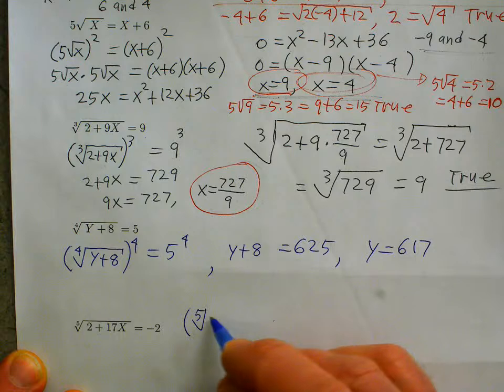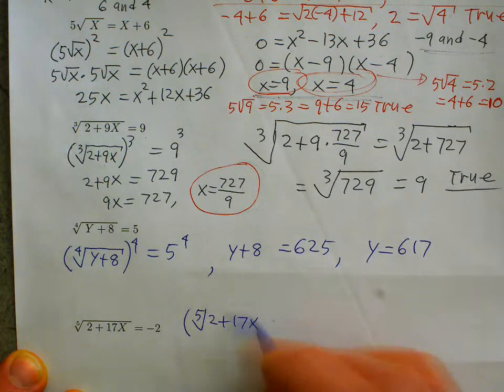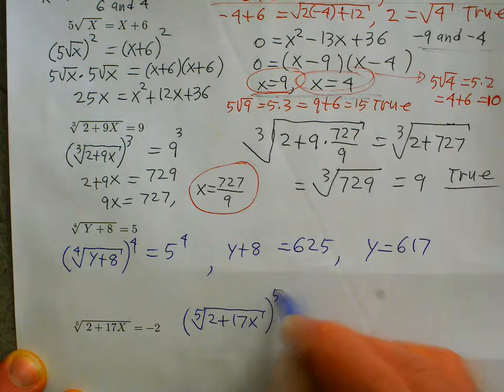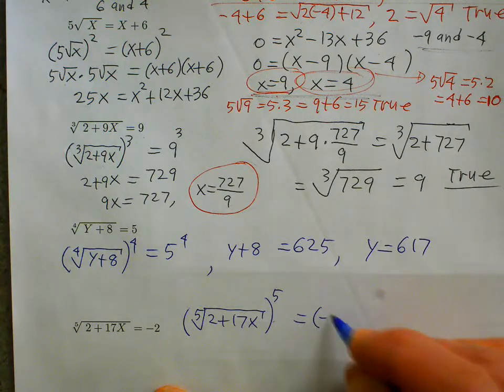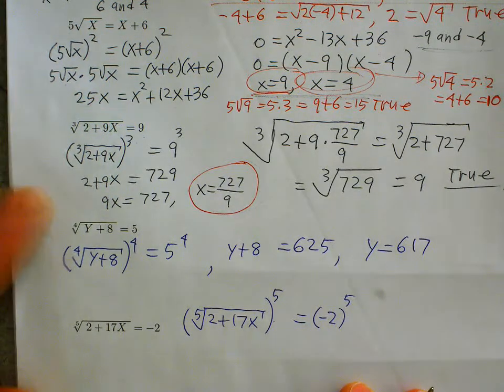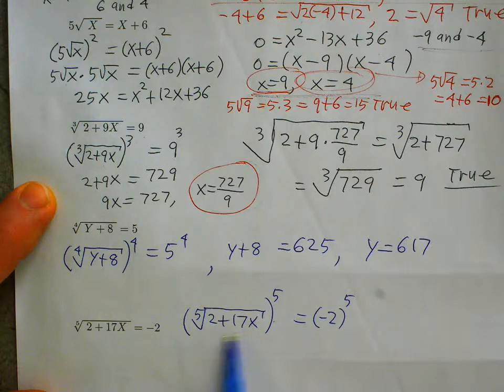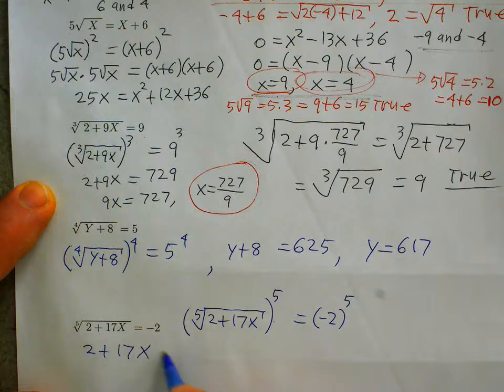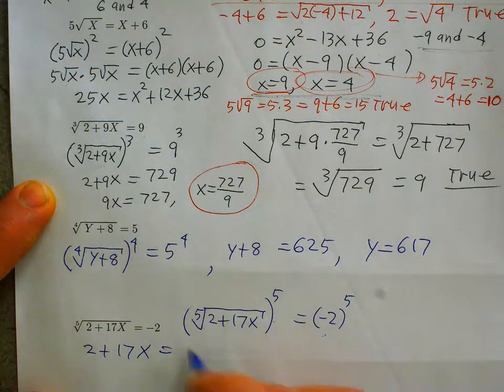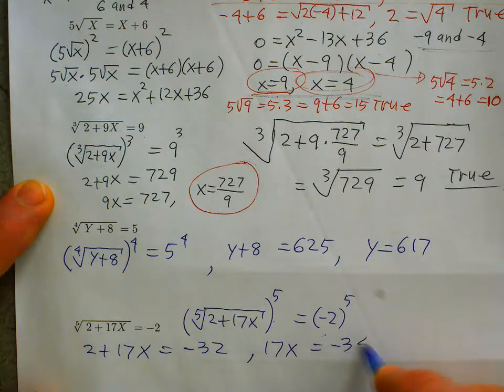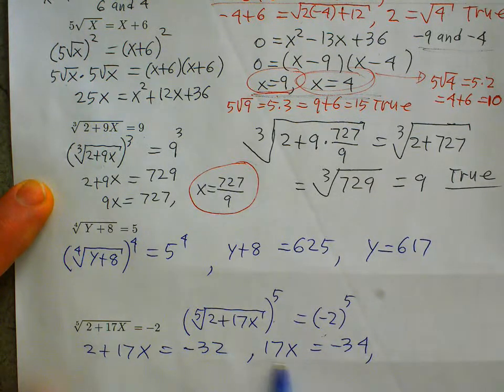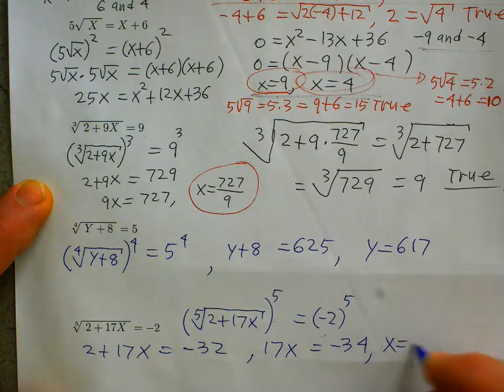So the 5th root of 2 plus 17x, to the 5th, is equal to the number negative 2 to the 5th. And the 5th root of 2 plus 17x to the 5th is just 2 plus 17x. The number negative 2 to the 5th is negative 32. Okay, then solve for x. So subtract 2 from both sides, we get 17x equals negative 34.